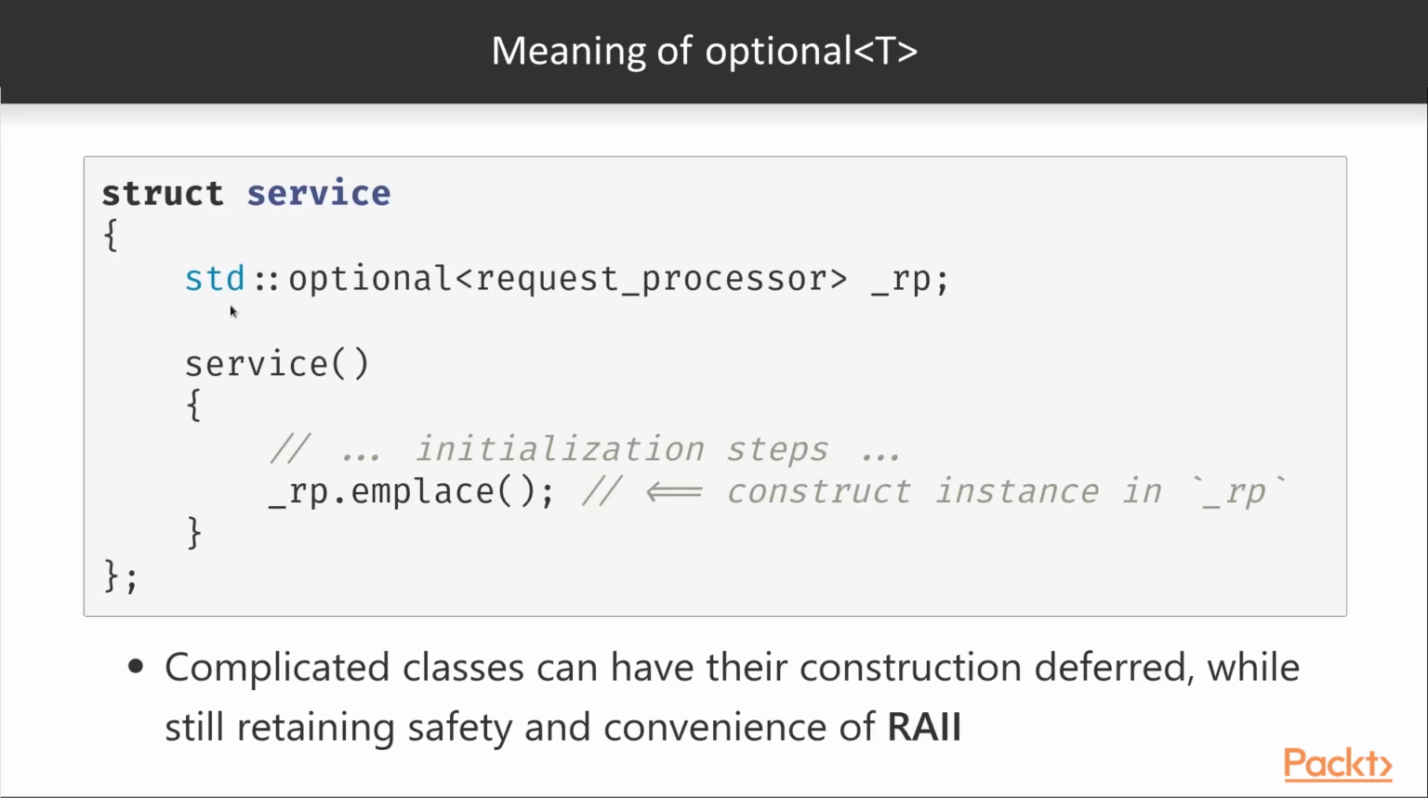So what you can do is you can place it inside an optional, then in your constructor you will have your initialization steps, and finally you can initialize it inside the optional. In this case, I'm using the emplace member function, which will take any amount of arguments and pass them to the constructor of the instance inside the optional, but we will dive into that later. The benefit here is that request processor is a RAII class, so it manages its own resources, and we still retain that safety and convenience, but we can also defer its construction.